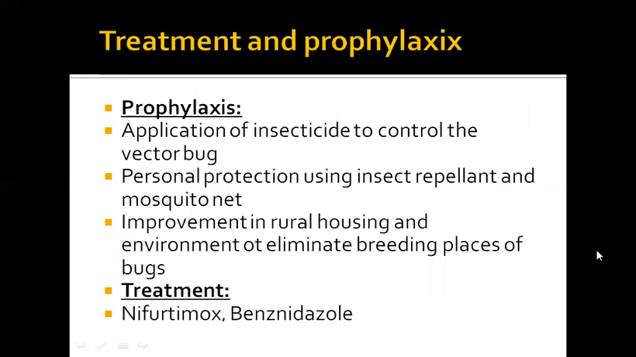Coming to the prophylaxis and treatment of Trypanosoma cruzi. Application of insecticide can be done to control the bug. Personal protection can be used, like insect repellents and mosquito nets. And there can be improvement in rural housing and environment to eliminate the breeding places of the bugs. Drugs like nifurtimox and benznidazole can be used for treatment.